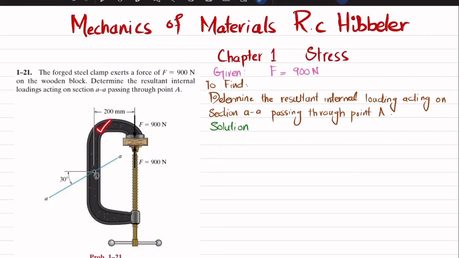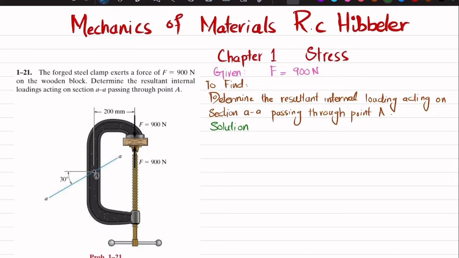You can see this is a forged steel clamp that exerts 900 Newton on this wooden block. You have to find the resultant internal loading at section AA passing through point A. It means at point A you have to find the normal force, shear force and moment. So let's start with the solution.